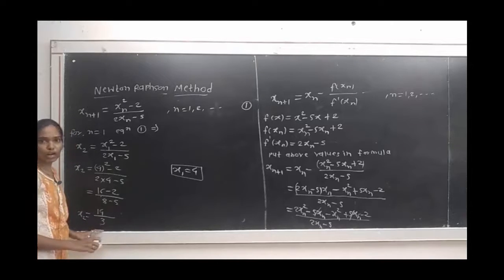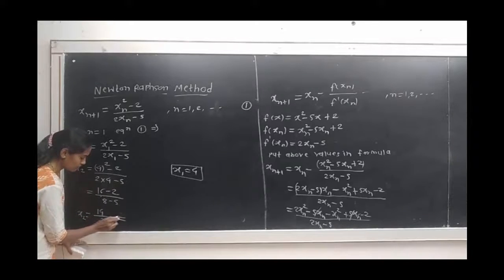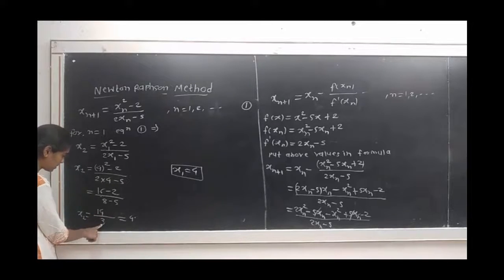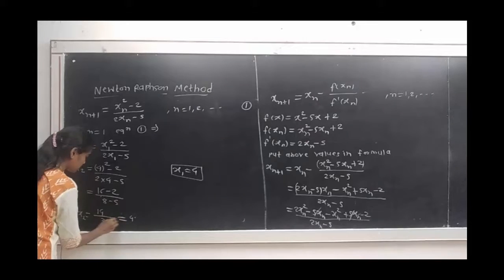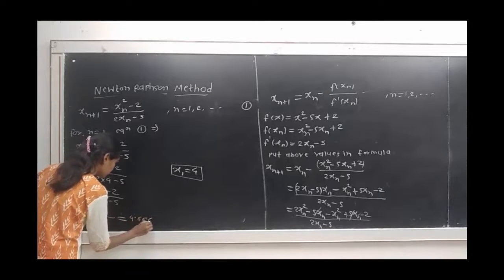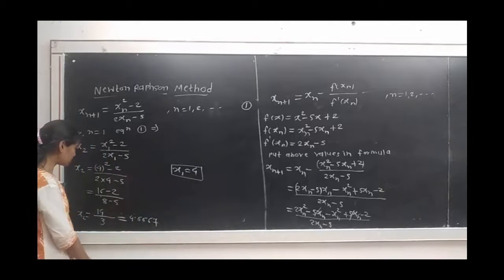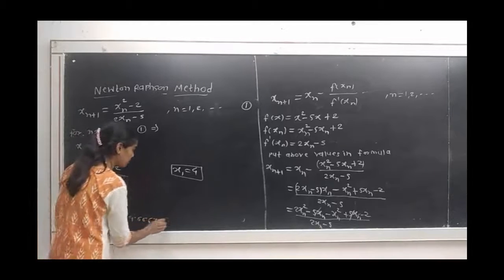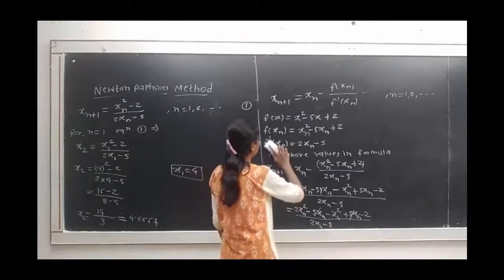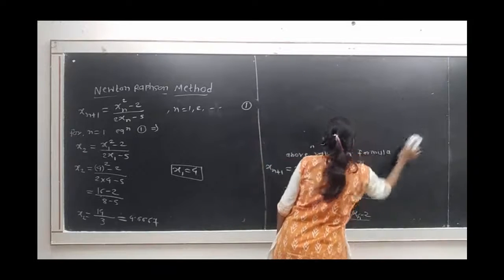But here we have to find the approximate value, therefore we consider this value in fraction. x2 is equal to 14 divided by 3, and by simplifying this calculation we get x2 is equal to 4.6667. Okay students, so we get the next approximation, that is x2. Then we find the next approximation again by using formula 1.